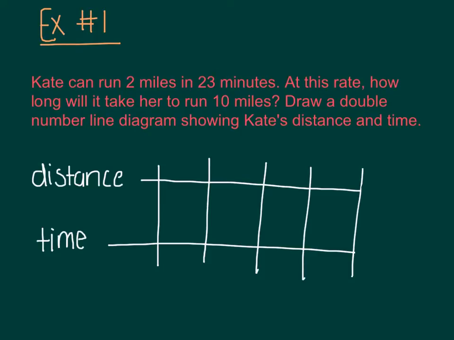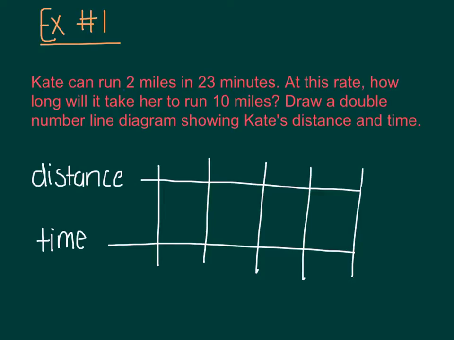Example number 1. Kate can run 2 miles in 23 minutes. At this rate, how long will it take her to run 10 miles? Draw a double number line diagram showing Kate's distance and time. So I already set it up partially. Now, a double number line looks exactly like it says. It's 2 lines going across with lines going down all the way through them. So it's almost like a ratio table, but we're going to be writing our numbers above and below the lines. So let's go ahead and start this.